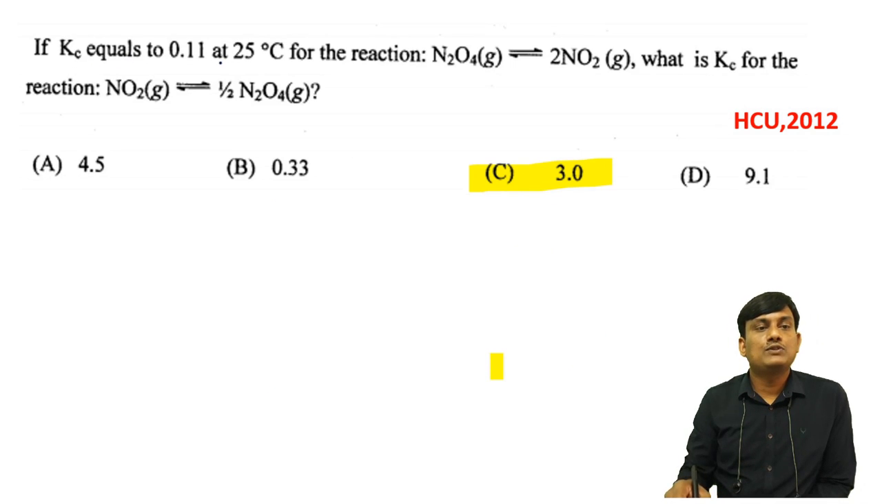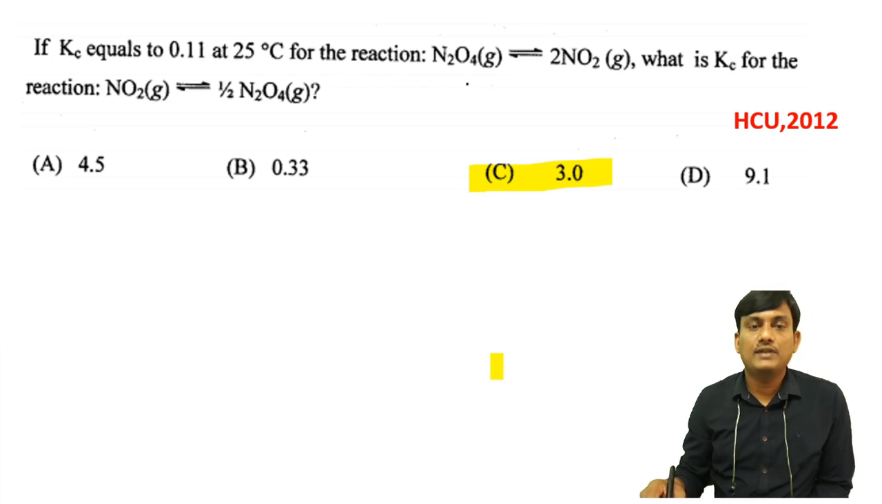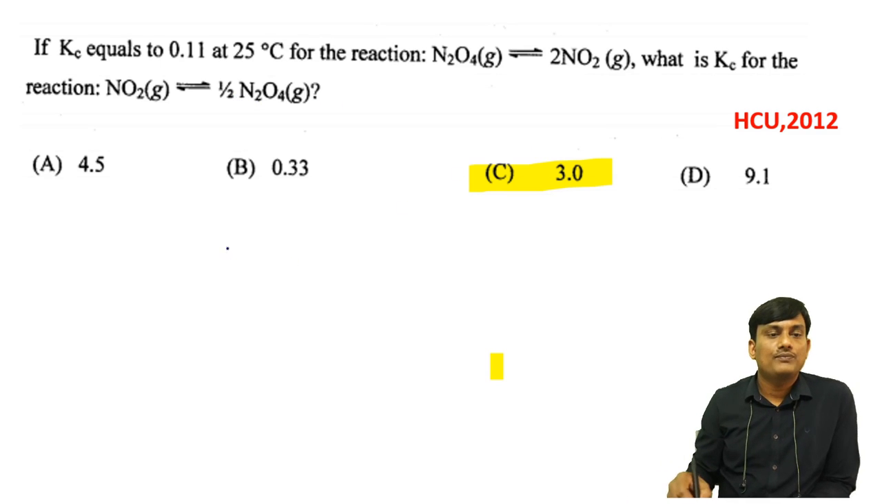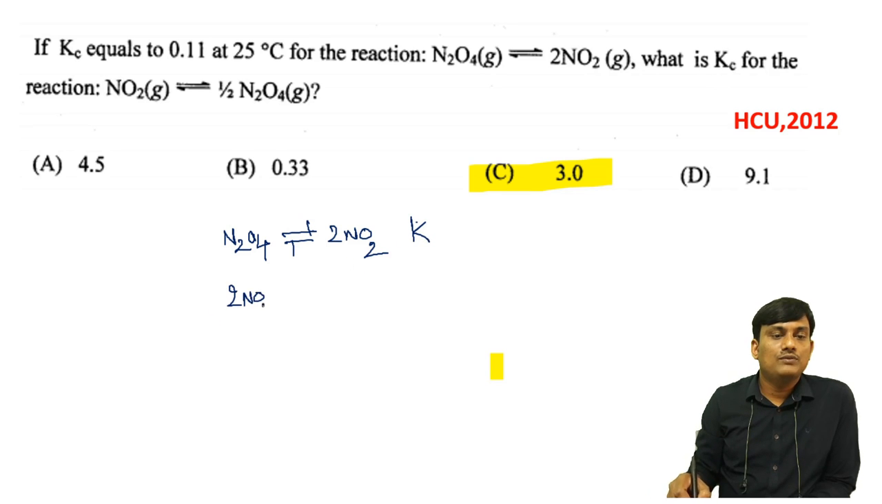If Kc equals 0.11 at 25 degrees centigrade for the reaction N2O4 gives rise to 2NO2, what is the Kc for the reaction NO2 gives rise to 1 by 2 N2O4? Okay, let us take Kc as K for N2O4 to 2NO2. If you reverse the equation, 2NO2 to N2O4, the Kc value will be 1 by K.